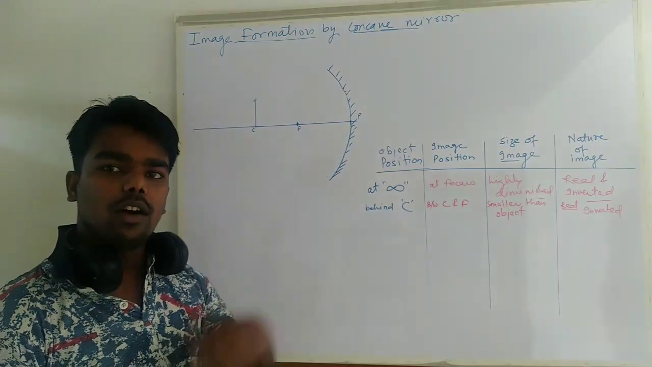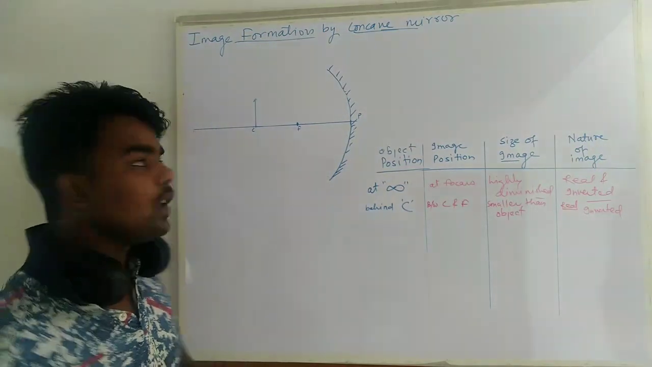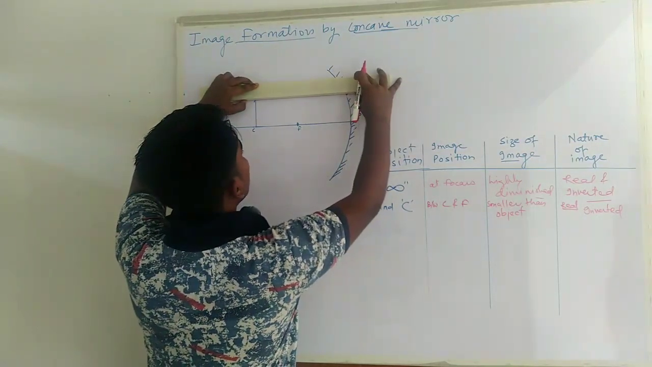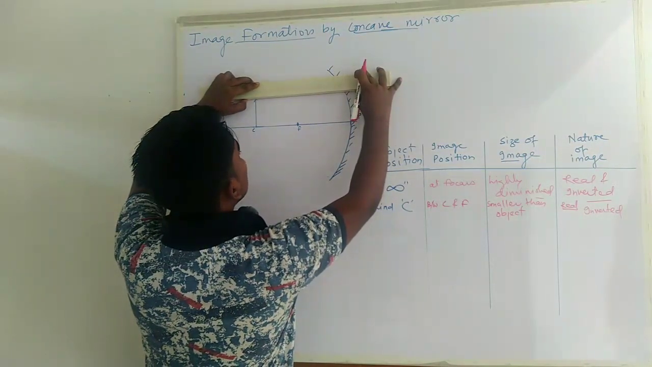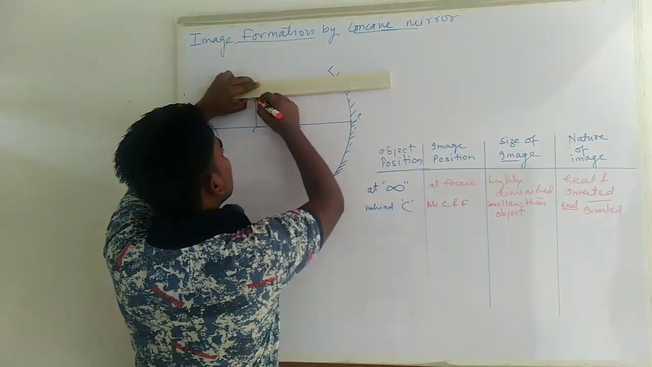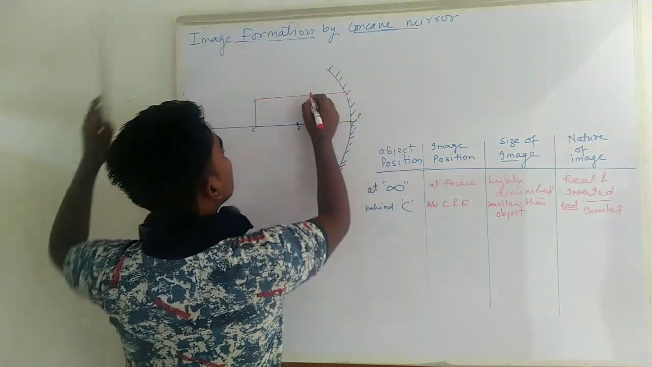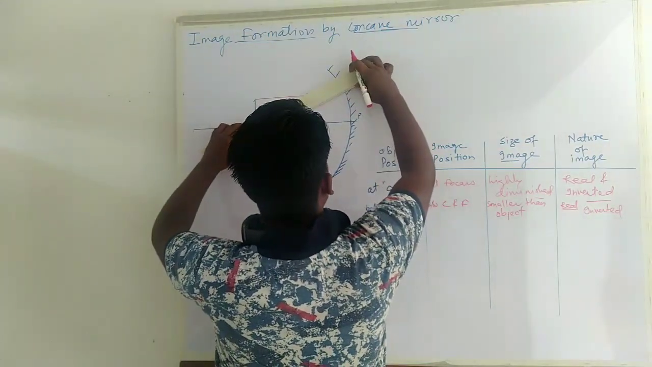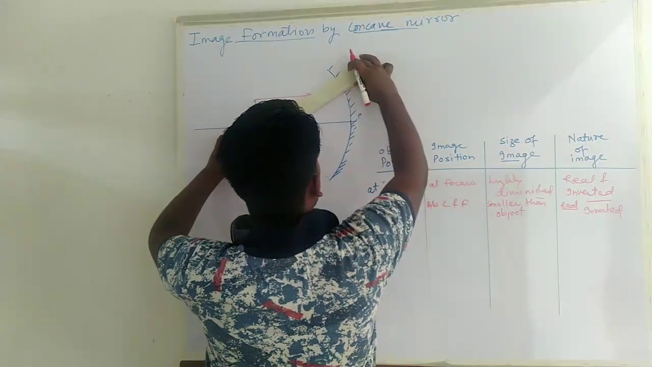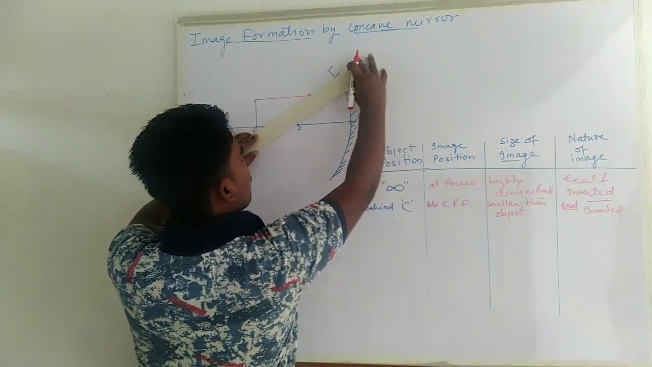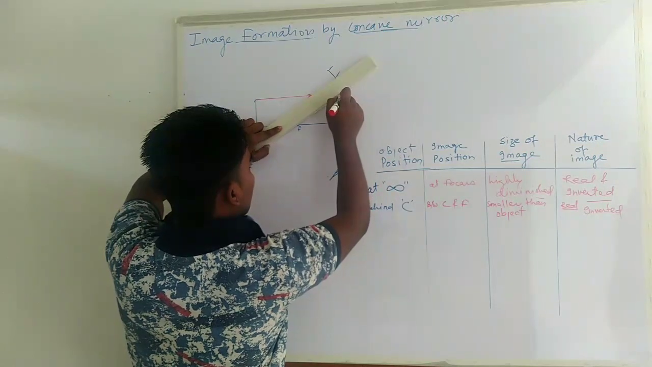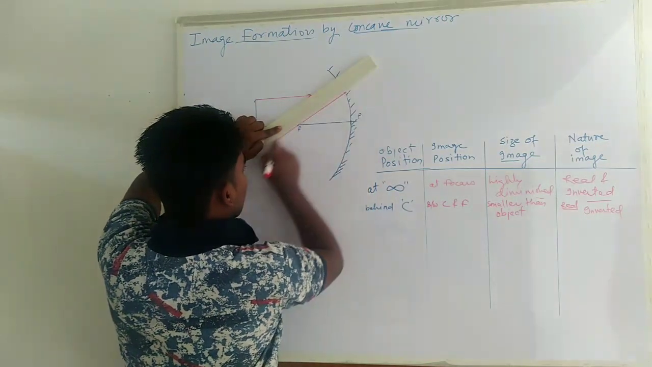So first always which we take, that we are going to take, if a light ray is going parallel to the principal axis, so after reflection it will pass through the focus. Okay, so from here we have taken this, and this is your incident ray. So after reflection it will go passing through the focus. So this will go passing through the focus.